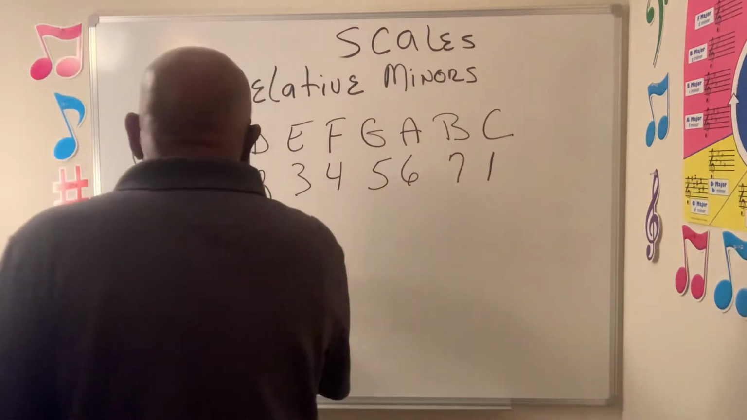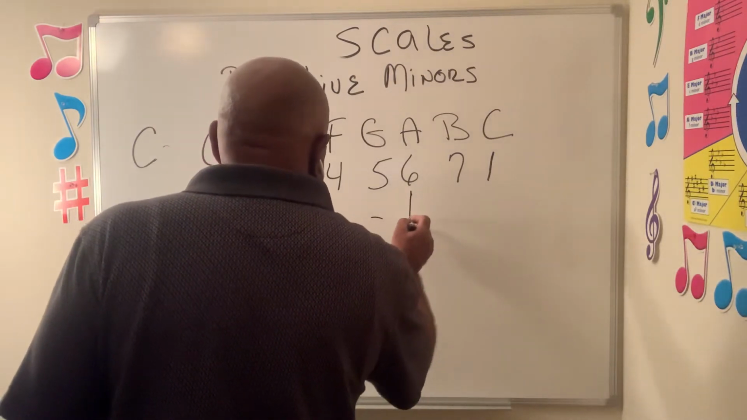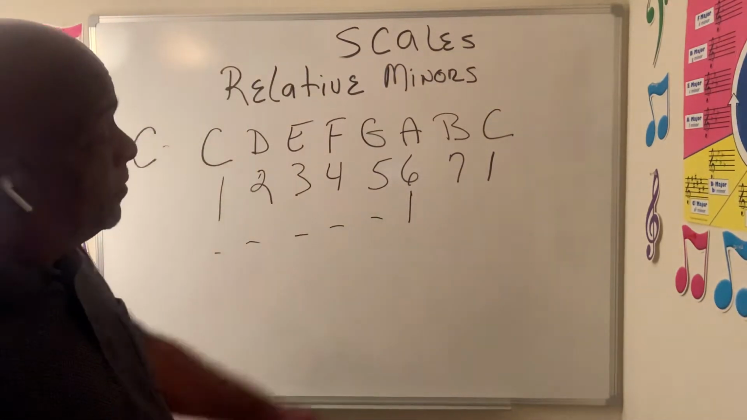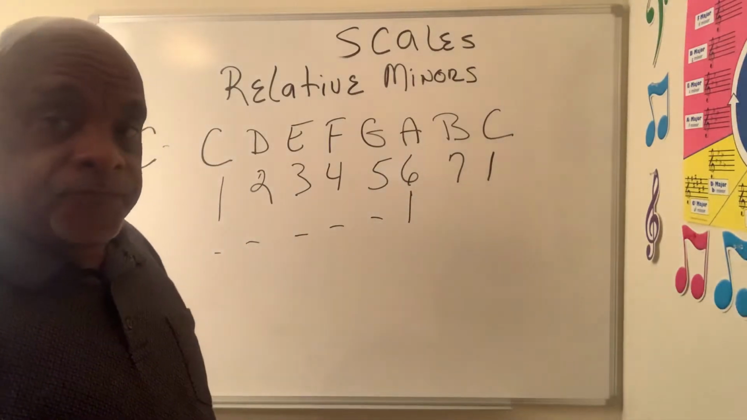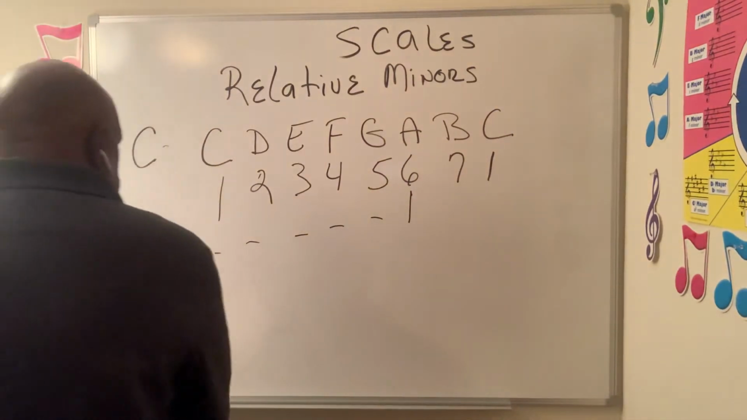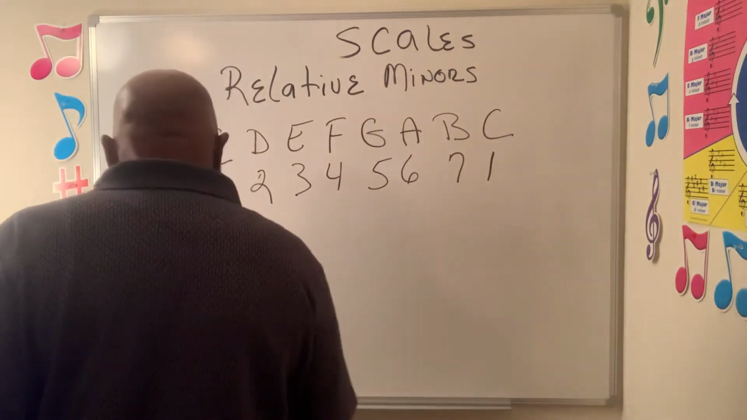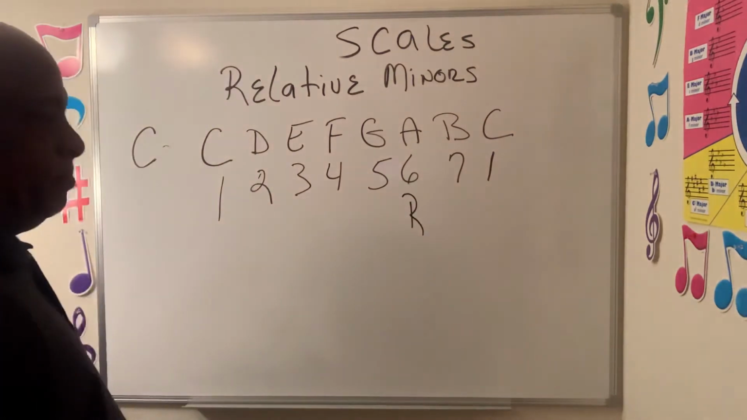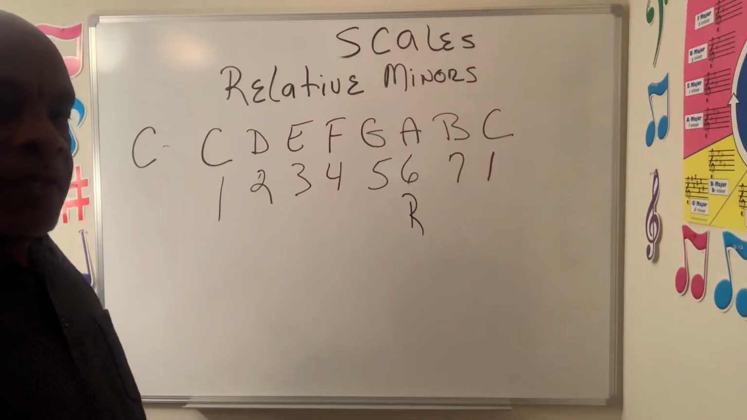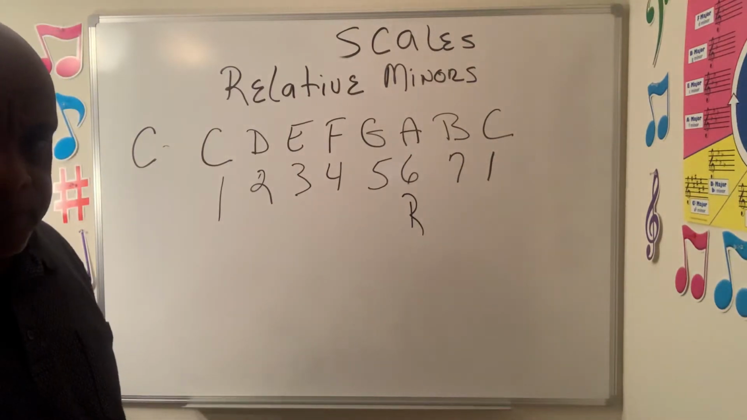all right, here we go. 1, 2, 3, 4, 5, 6. So the relative minor of C is A. I'm going to put a lowercase a for relative minor. So the relative minor of C is A.